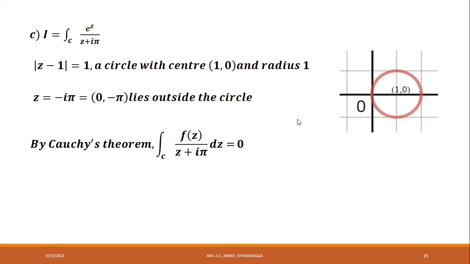Next, third case. I is equal to the integral over C of e power z divided by z plus I pi, this is the given integral, and C is the circle. What kind of circle? C is modulus of z minus 1 is equal to 1. This represents a circle whose center is at 1.